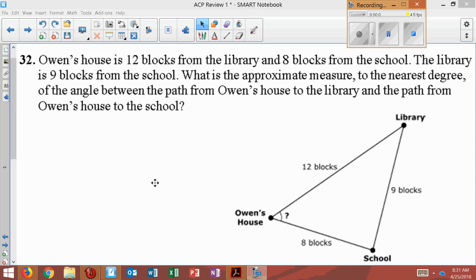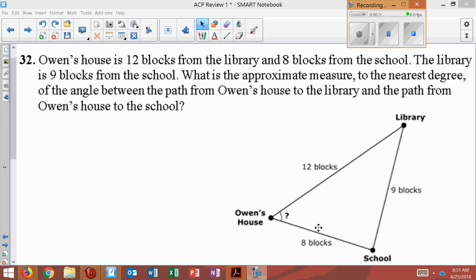Number 32. Owen's house is 12 blocks from the library and 8 blocks from the school. The library is 9 blocks from the school. What is the approximate measure, to the nearest degree, of the angle between the path from Owen's house to the library and the path from Owen's house to the school? And we're given this diagram here.